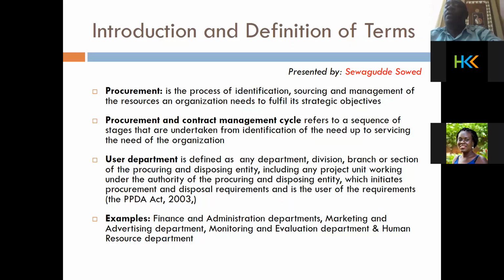Organizations usually have user departments, and according to the PPDA Act of 2003, it defines a user department as a department, division, branch, or section of a procuring and disposing entity. And this includes project units that are working under that entity that is procuring or initiating the procurement. Examples of user departments may include finance and administration department, marketing and advertising department, human resource department, among others.